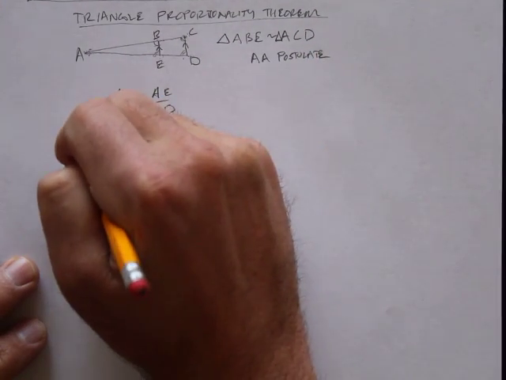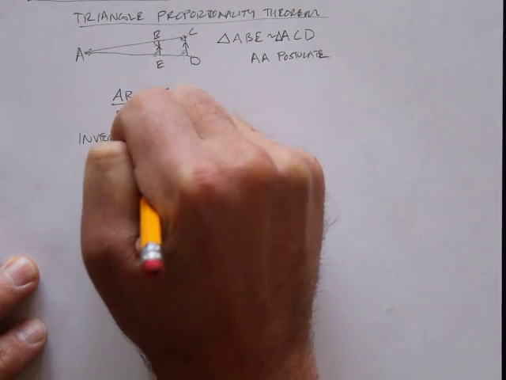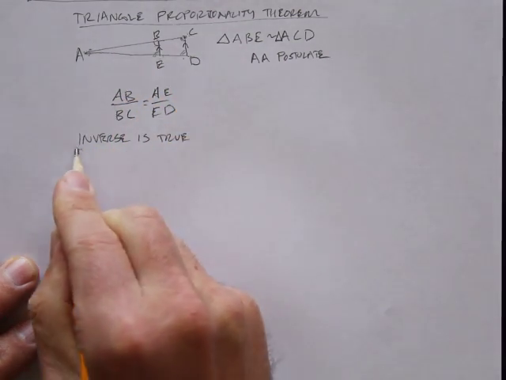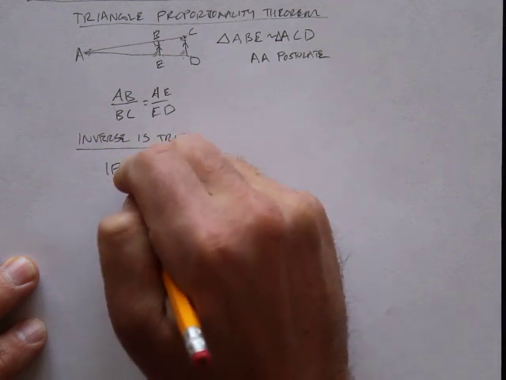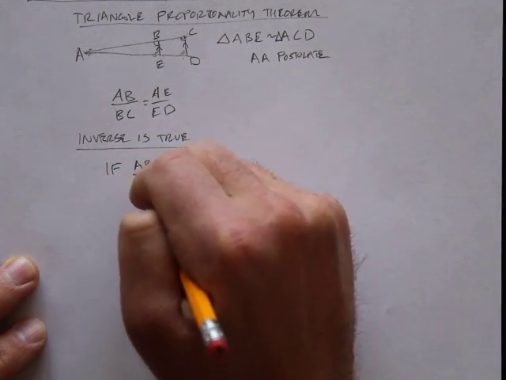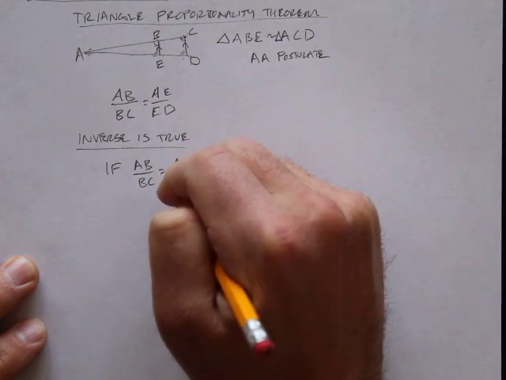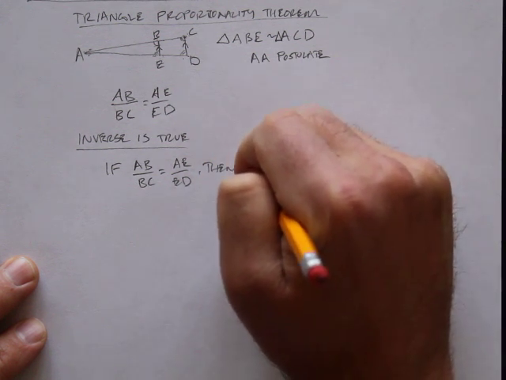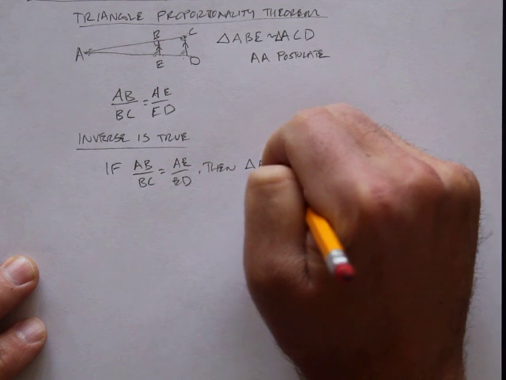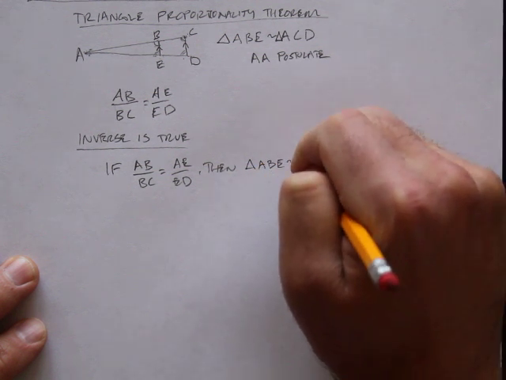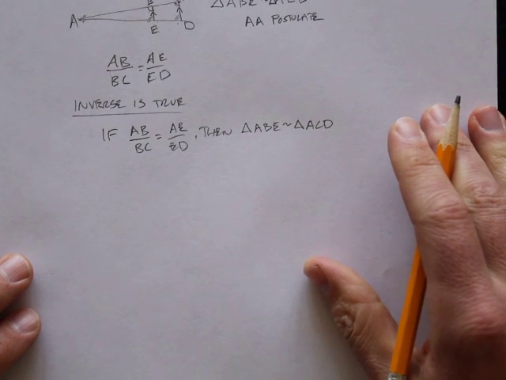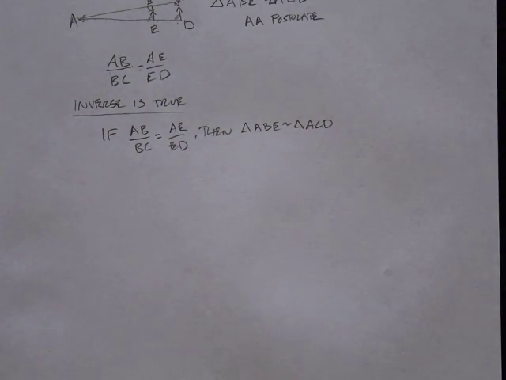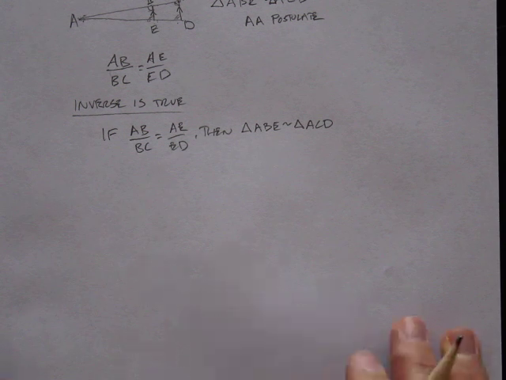The inverse is true. So if AB over BC equals AE over ED, then triangle ABE is similar to triangle ACD. All right. Now, find the side length.